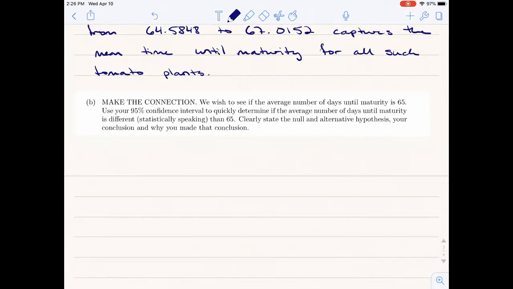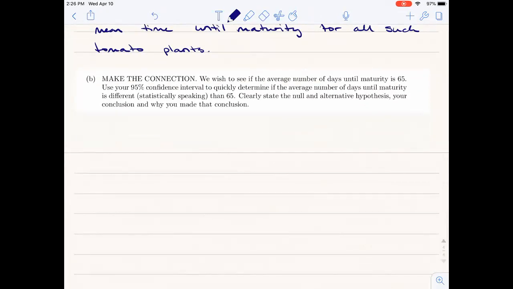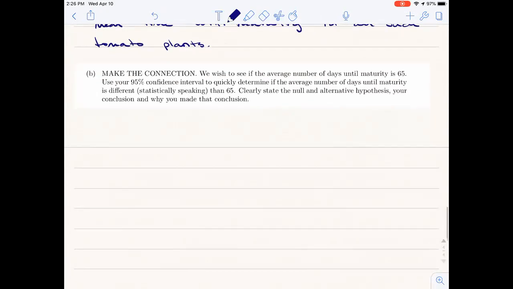So now we wish to see if the average number of days until maturity is 65. Use your 95% confidence interval to quickly determine if the average number of days until maturity is different, of course, statistically speaking, than 65. Clearly state the null and alternative hypothesis, your conclusion, and why you made that conclusion.